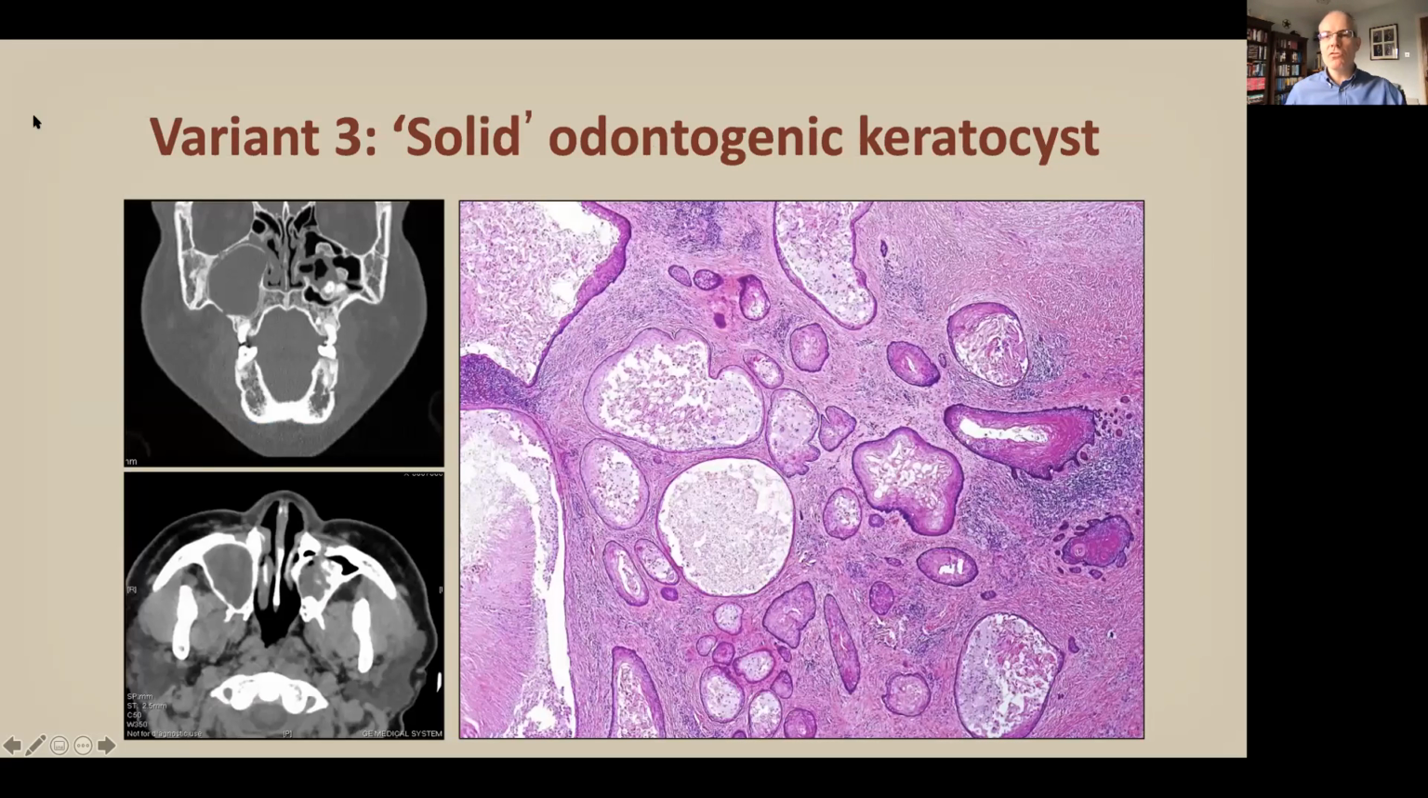Then variant 3, the solid odontogenic keratocyst. And what about this? Well, this is still a controversial issue, and it may be that, given we're going to talk in a minute about the nature of these cysts, this is the neoplastic variant and the cystic lesions are developmental cysts of the jaws. But that is still controversial, and there's still a lot of work to be done in that area.